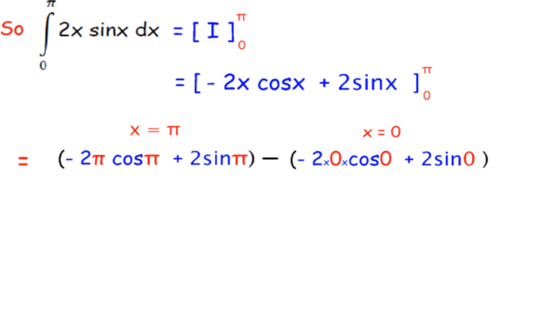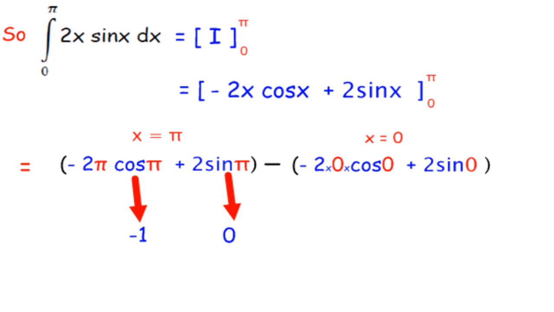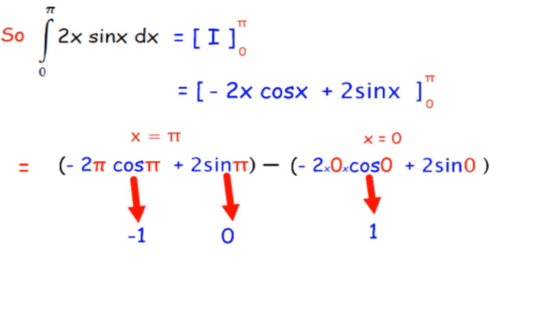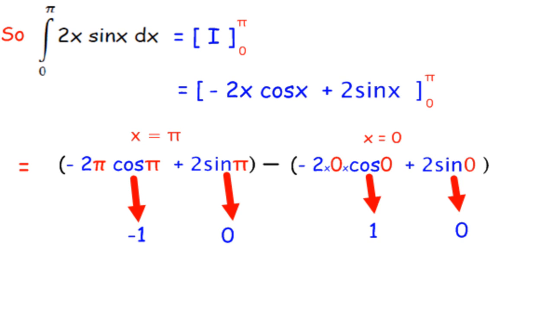Cos of pi is negative 1. Sin of pi is 0. Cos of 0 is 1. Sin of 0 is 0. 2 sin pi, well, that will just be 0. So also will minus 2 times 0 times cos 0. That will be 0. And 2 sin 0 will also be 0.